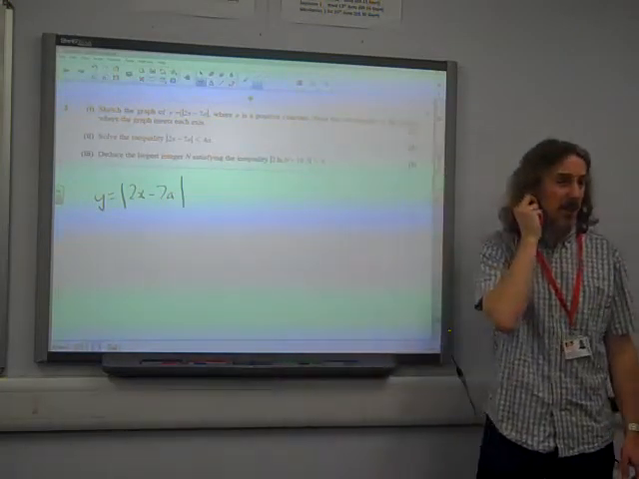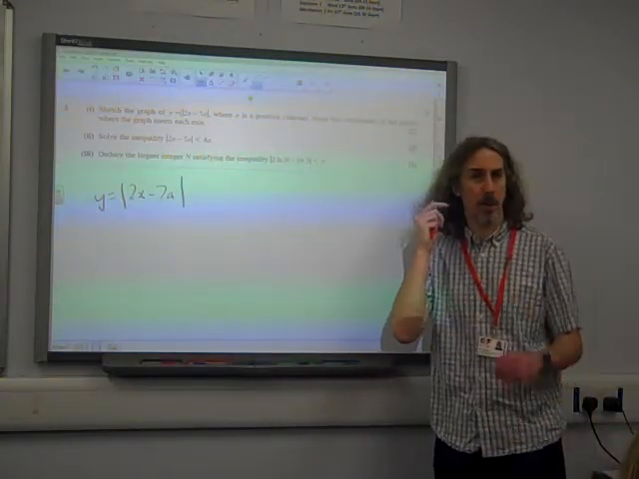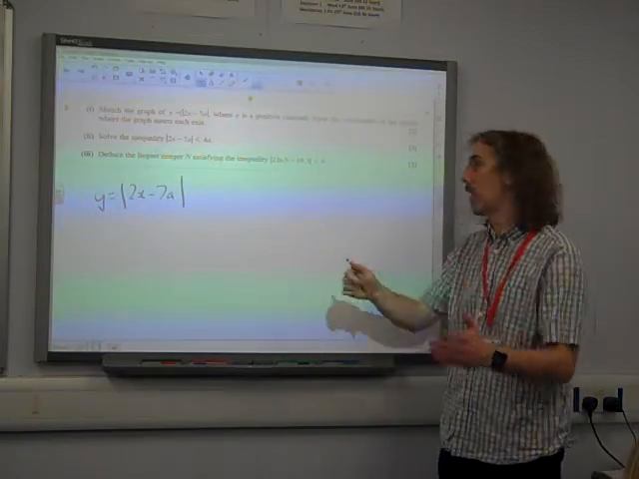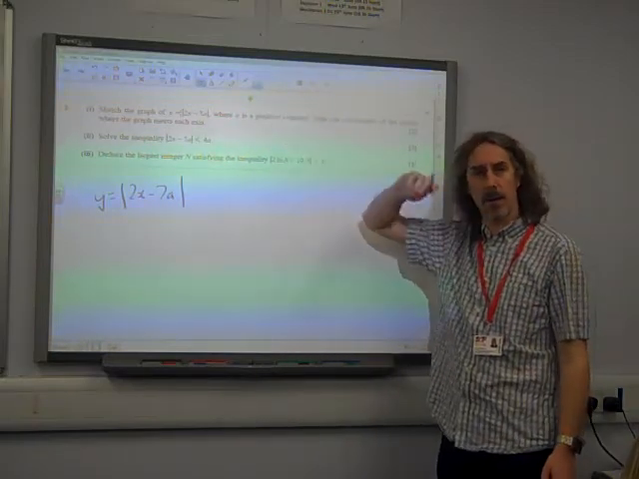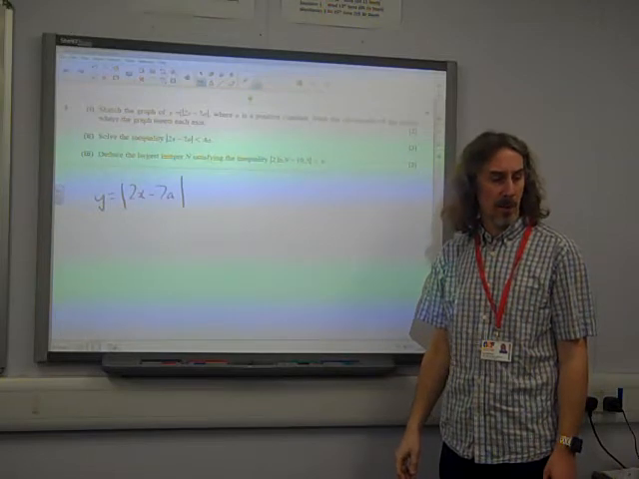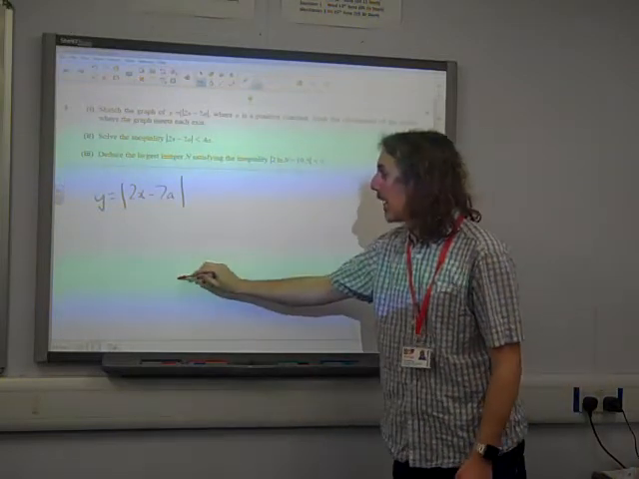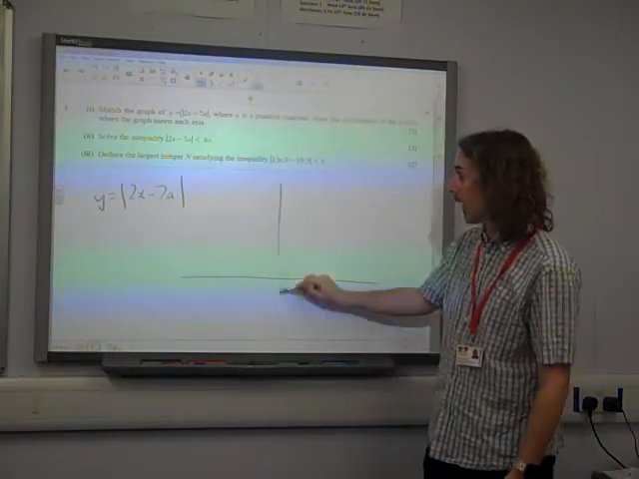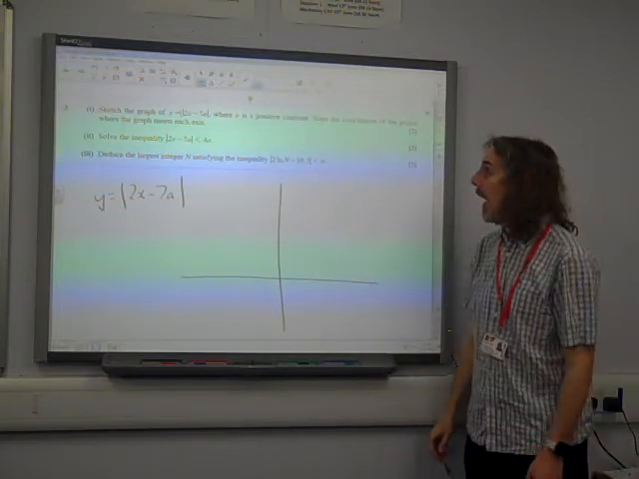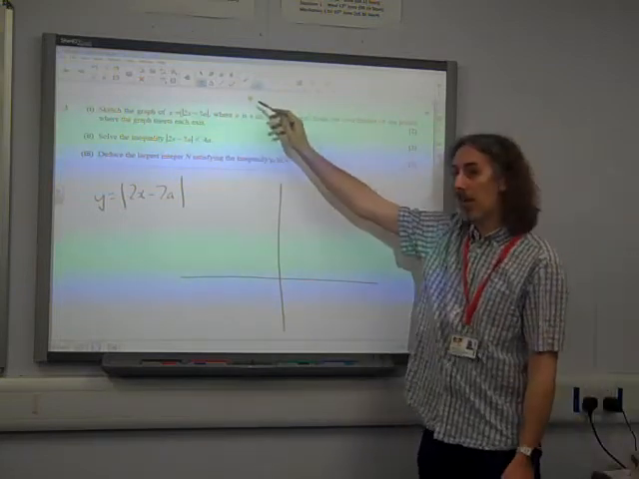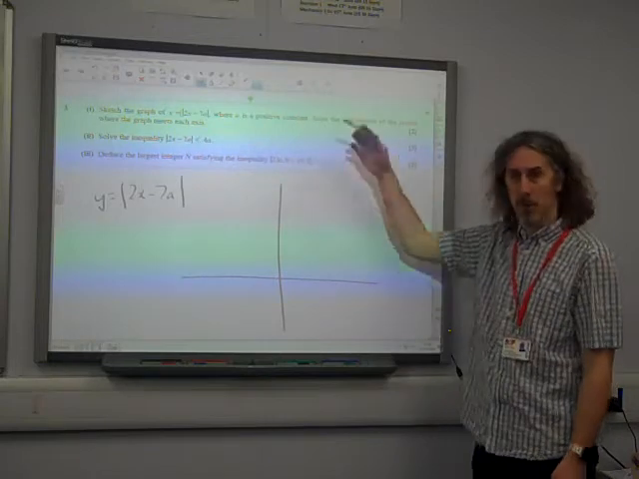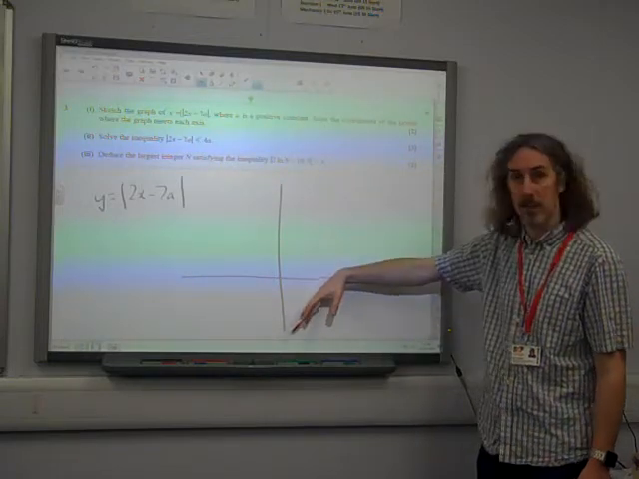And they really like doing this, don't they? Most of the time that we practice doing modulus graphs, we've done it without an extra constant in. But throwing the constant in always makes life a little bit more difficult for people. This is a modulus graph with a positive gradient. A is a positive constant, so if there was no modulus there, it would cross at minus 7a.